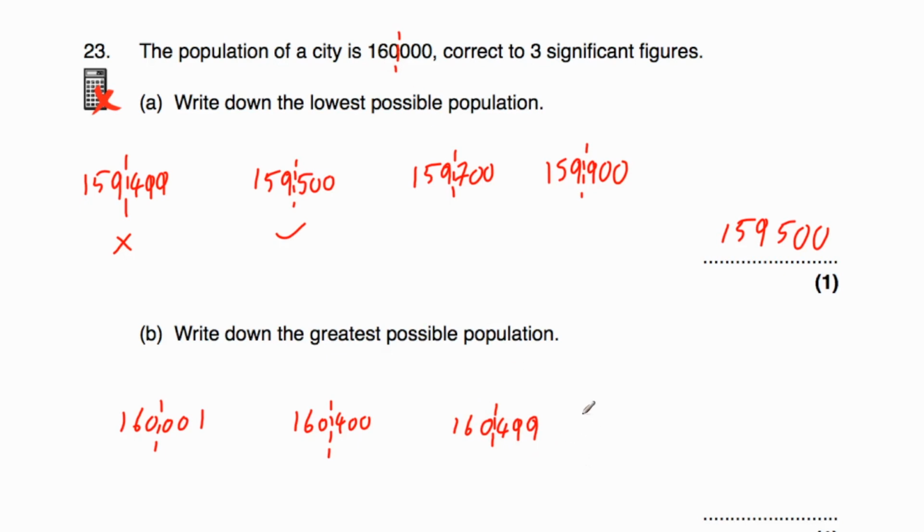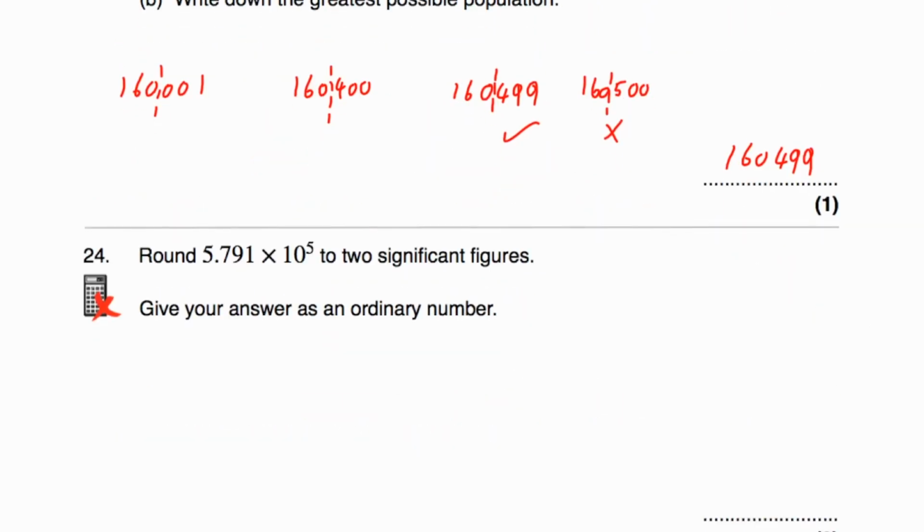However, we couldn't have 160,500 because as soon as there's a 5 in that column, it would round up to 161,000. So that wouldn't work. So the greatest possible population for this city would be 160,499. And that's it.